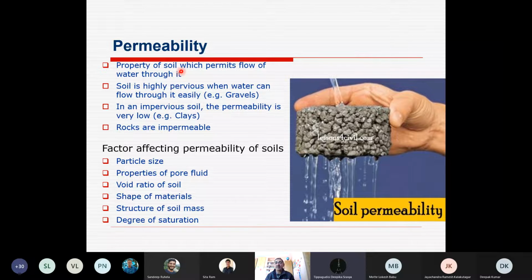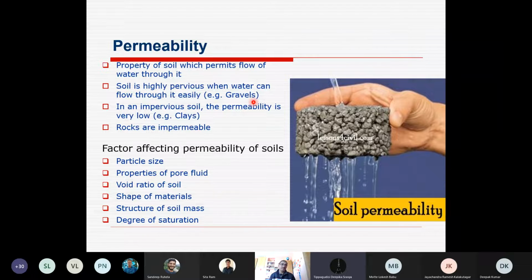It's a soil property. It's the compactness, the sand, silt and clay, the structure, the texture, the arrangement. All these properties give this soil mass its characteristics in terms of permeability. So soil is highly pervious when water can flow through it easily, one example being gravel. You just take the gravel, put water on it, not a single drop will move horizontally, it will go down. So it's highly permeable.